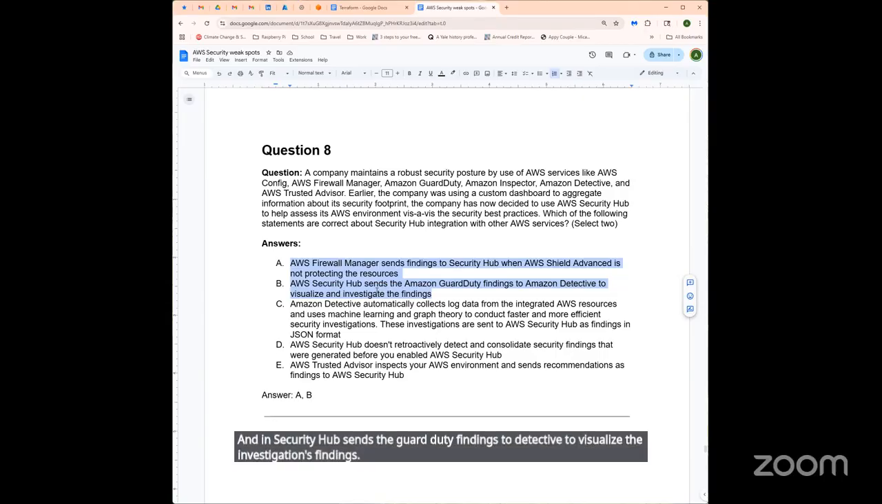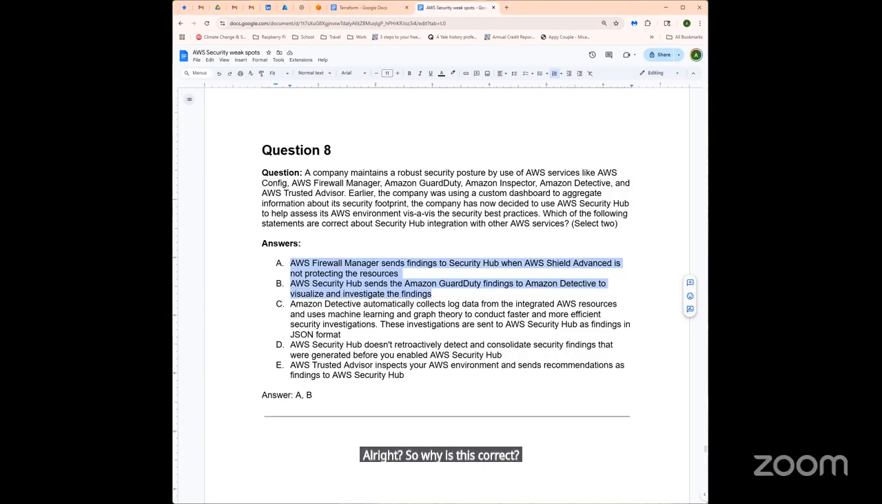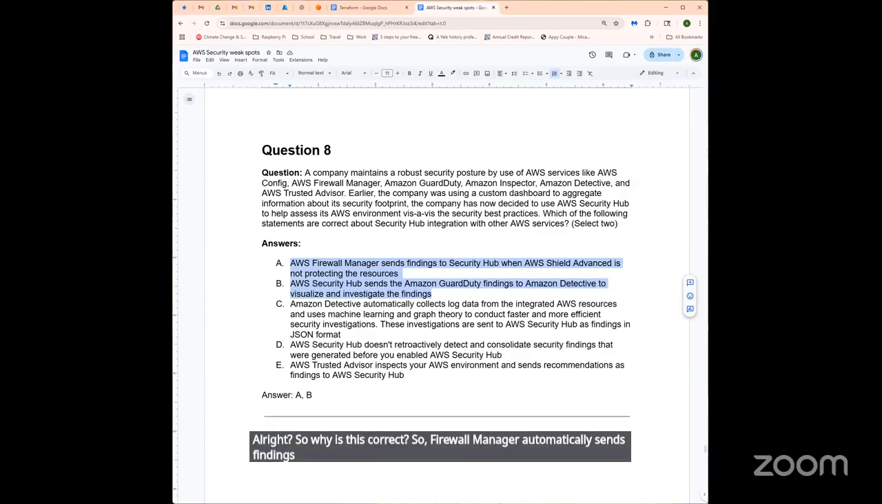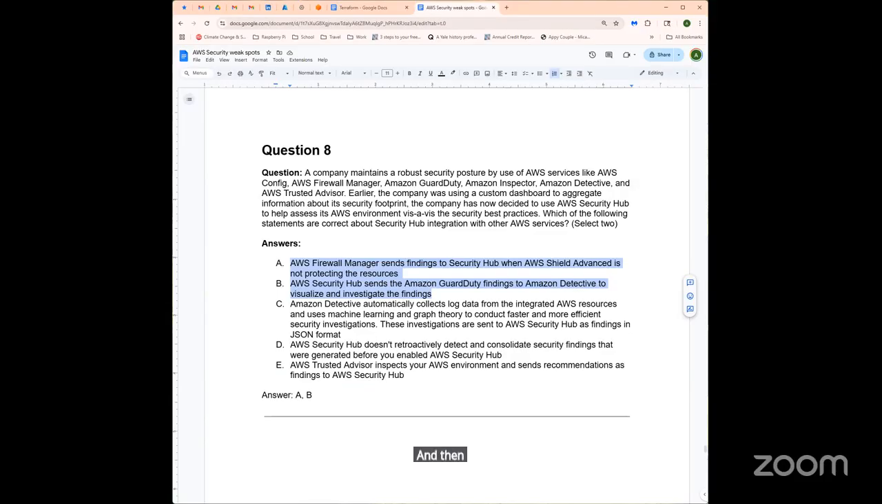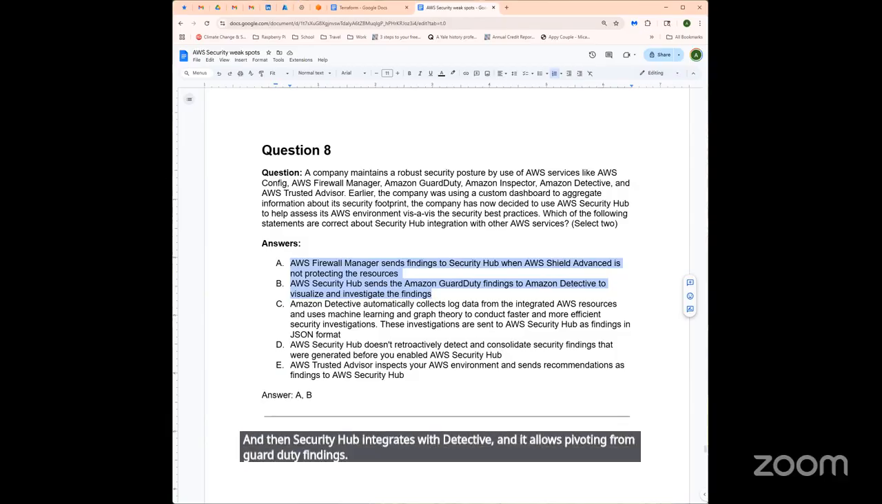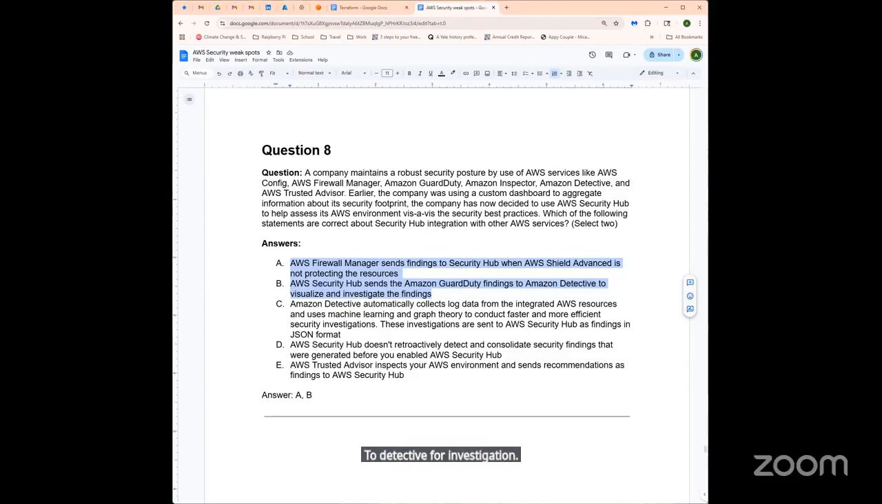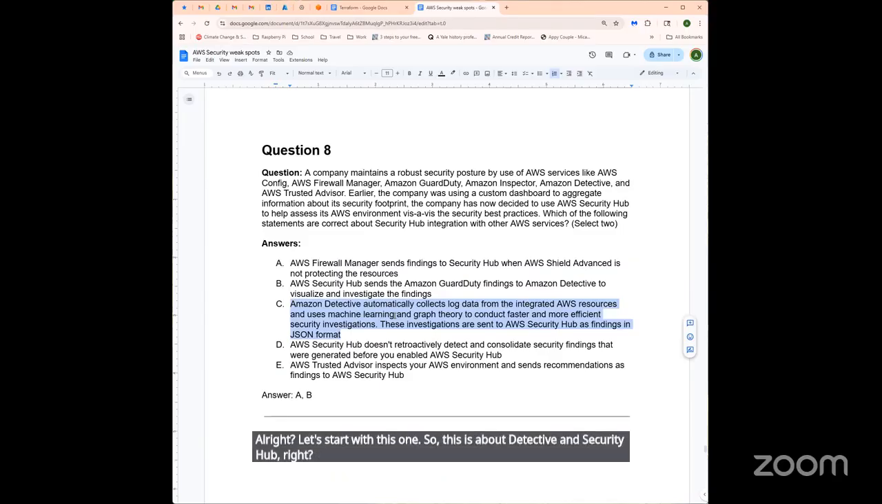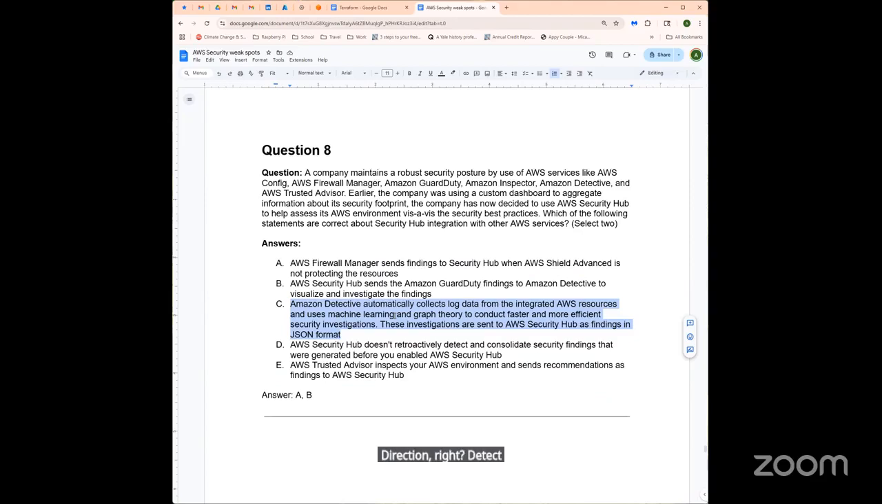All right, so why is this correct? Firewall Manager automatically sends findings to Security Hub when resources lack Shield Advanced protection. And then Security Hub integrates with Detective, and it allows pivoting from GuardDuty findings to Detective for investigation. So why are the other ones incorrect? All right, let's start with this one. This is about Detective and Security Hub, right? So this is an incorrect direction. Detective receives findings from Security Hub, not the other way around. It's a misdirect.